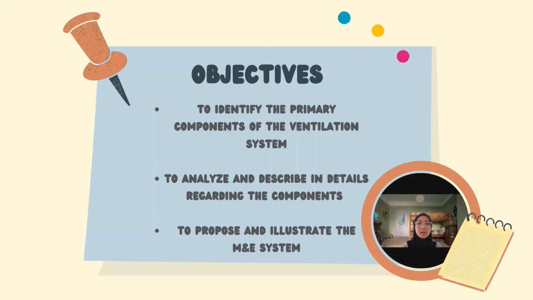In this project, there are several objectives that need to be achieved. The first one is to identify the primary components of the ventilation system according to the building ventilation layout plan. The second one is to analyze and describe in detail the components of the ventilation system. And lastly, to propose and illustrate the mechanical and electrical system in a building through the schematic drawings of the system with drawing aids such as AutoCAD.